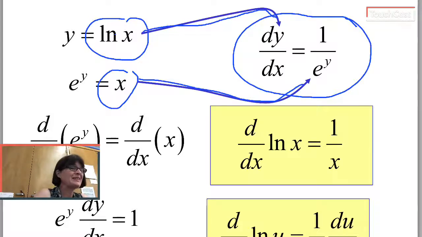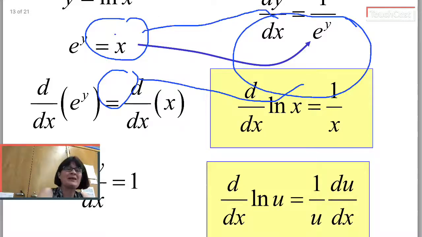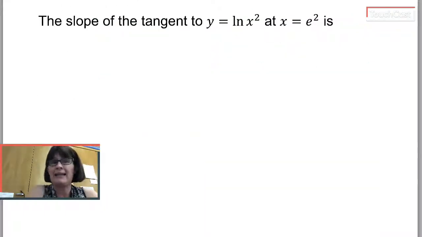and we get the next rule that's going to go on your paper. The derivative with respect to x of natural log of x is 1 over x. Or if I'm going to write that using chain rule notation, the derivative with respect to x of natural log of u is 1 over u times du/dx. So I can use that to answer a question.